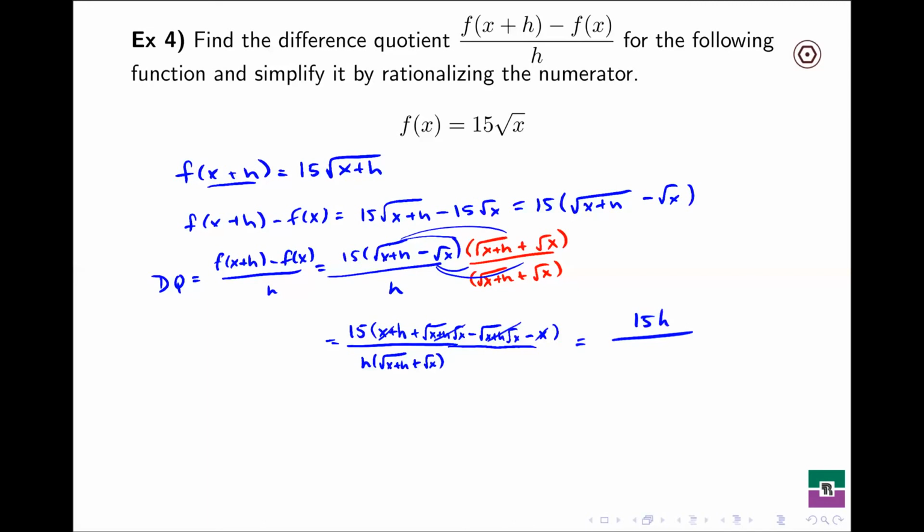That's just now 15h there on top, and in the denominator, h times the square root of x plus h plus the square root of x. But even that simplifies just one step more, in that the h on top will cancel with the h on the bottom because they're a common factor. And now we get the expression the way that they want it written, with the numerator having those square roots removed. 15 over the square root of x plus h plus the square root of x is the difference quotient.